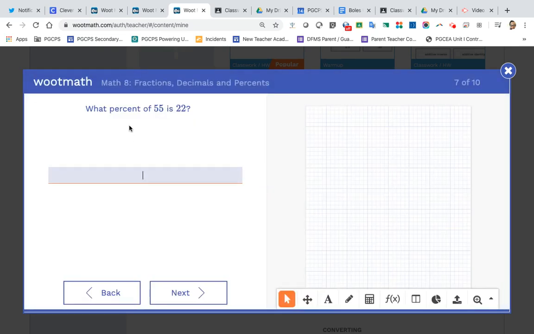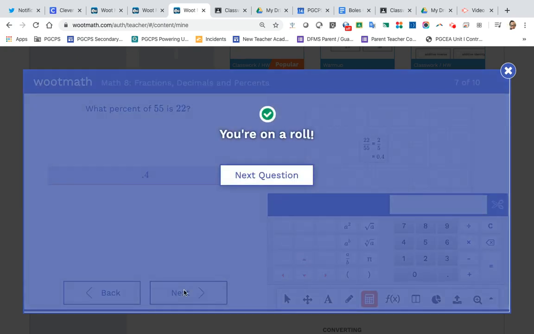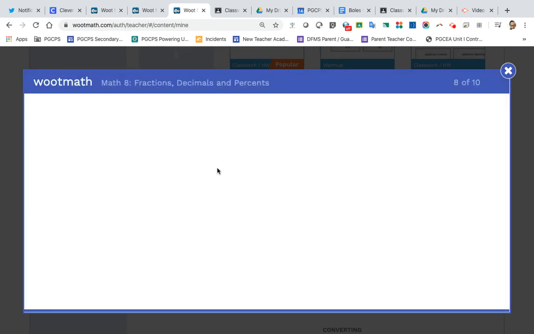Number 7. What percent of 55 is 22? So what I'm going to do is put 22 because that is the "is," and my total is going to be 55, which should be 0.4. And I have to put 0.4. Let's put 0.4 and see what happens, which is good. And I'm going to go back and put 0.4.